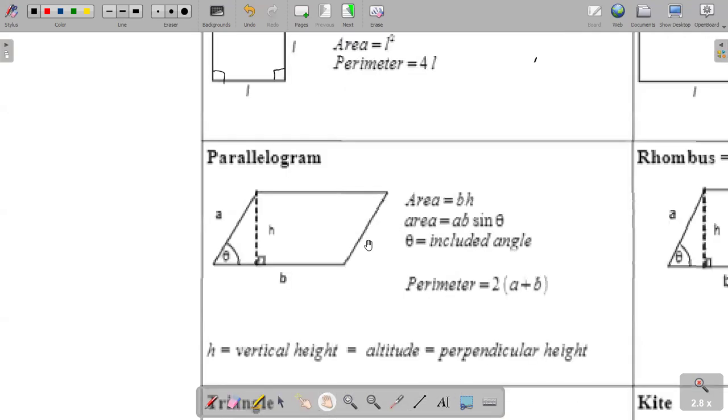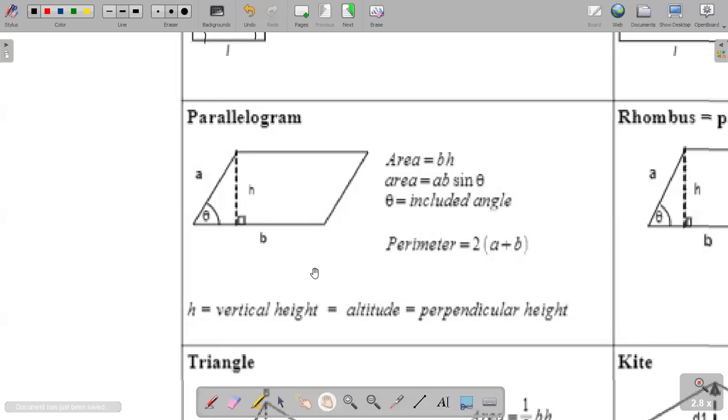Now, we got some formulas here. Like I said, my students should have this formula sheet written in their books already. So it's just for you to make sure you understand how to use them. We have several formulas for the area of a parallelogram.